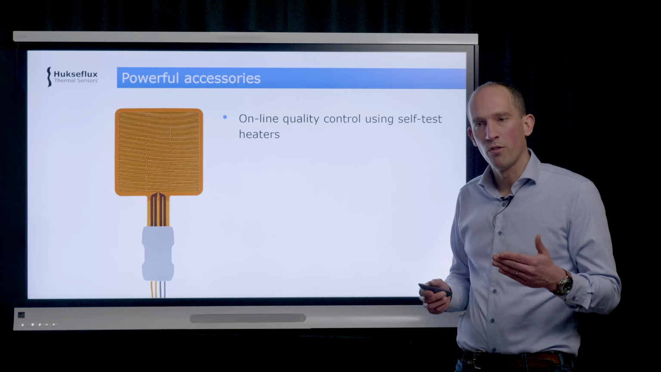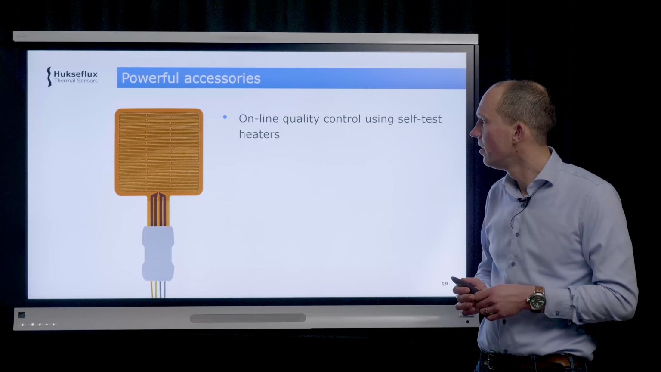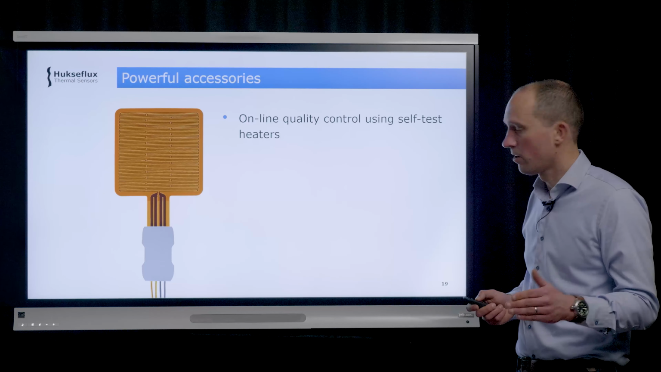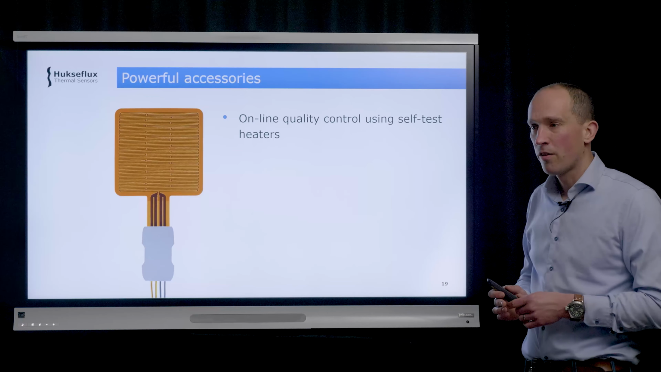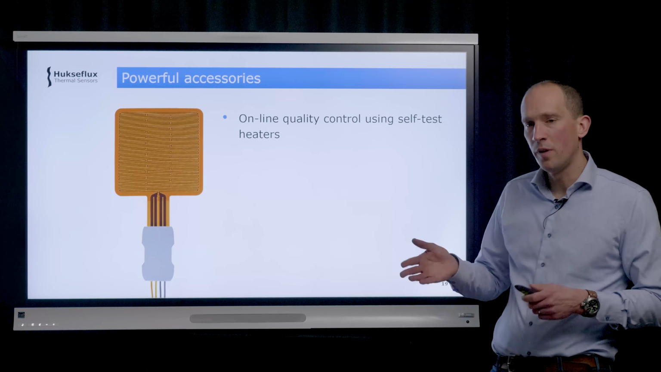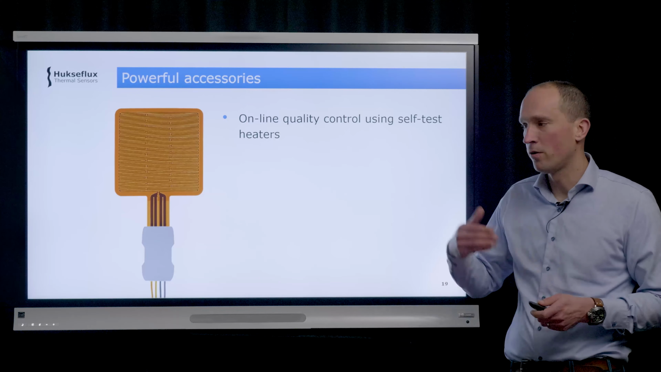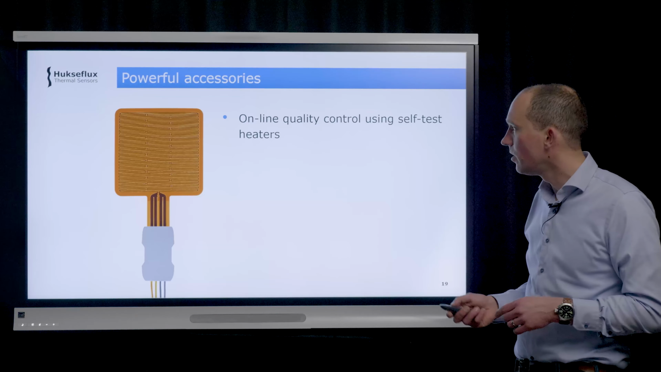With these heat flux sensors also come a set of very powerful accessories. We offer as an accessory to the heat flux sensor, for example, self-test heaters. Self-test heaters basically allow you to repeat the calibration experiment in any setting you want, giving you a method of online quality control, really adding a lot of value to the accuracy of the heat flux measurement.